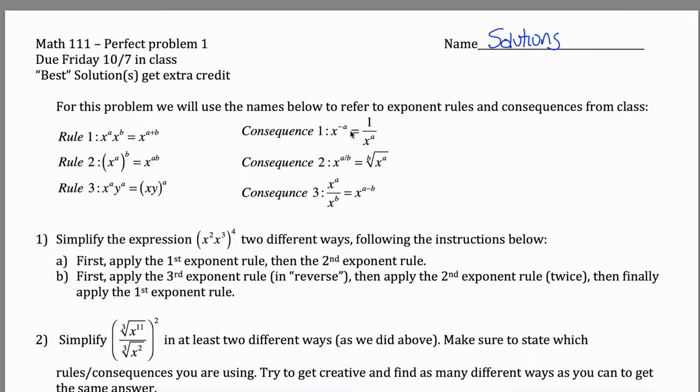And then there are these consequences. You can think about them as more rules, but I didn't want to have 6 rules. Really, these are just consequences of these rules. These have to be true. So I'm going to call these consequences 1, 2, and 3, again just to keep my lists shorter, I guess.